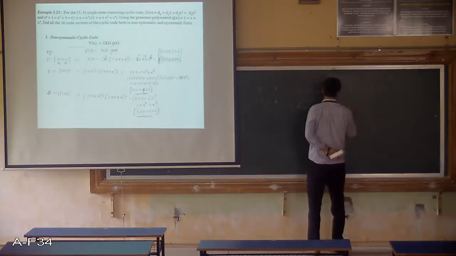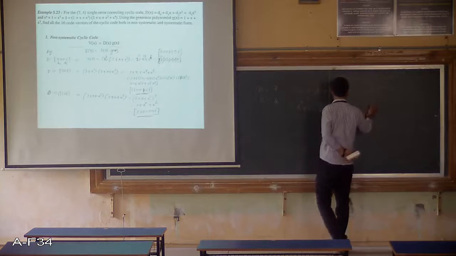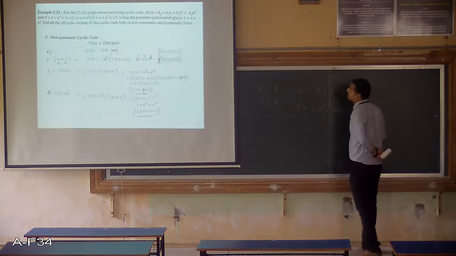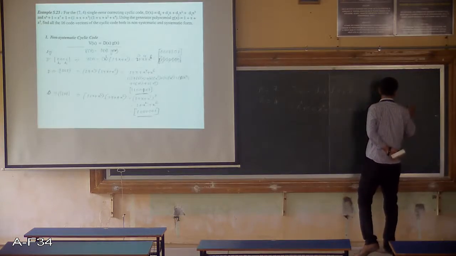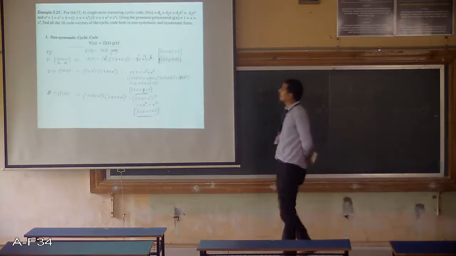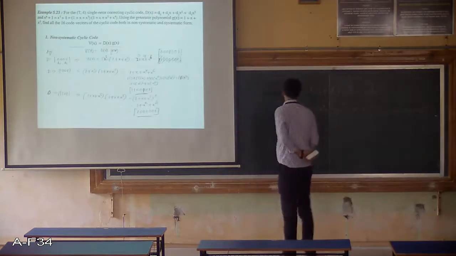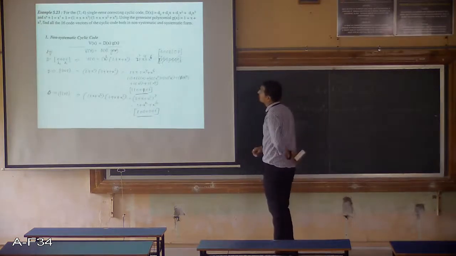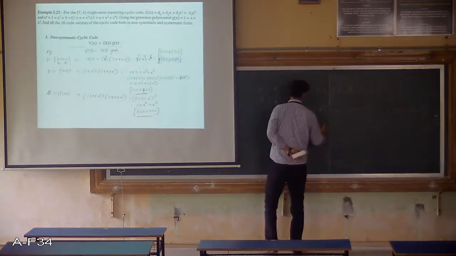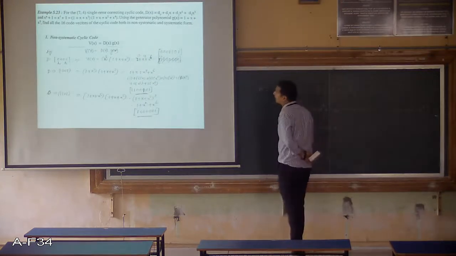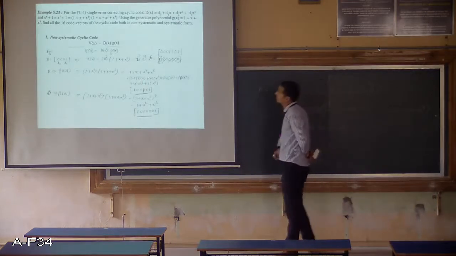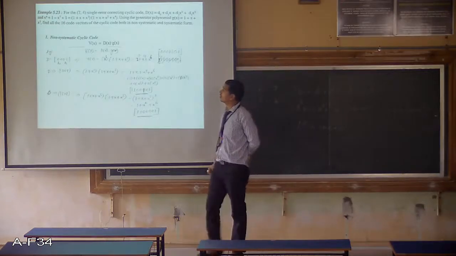1 plus x cube into 1 plus x square plus x to the power 4. Using the generator polynomial given, g of x. Write down the given data, 1 plus x to the power 3. Find all 16 code vectors.